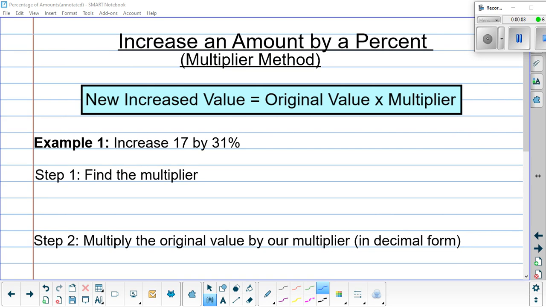We're looking at increasing an amount by a percent. This is the multiplier method. This is if you get to use a calculator, and everything is fine and dandy, and your calculator works, which I really hope it does.